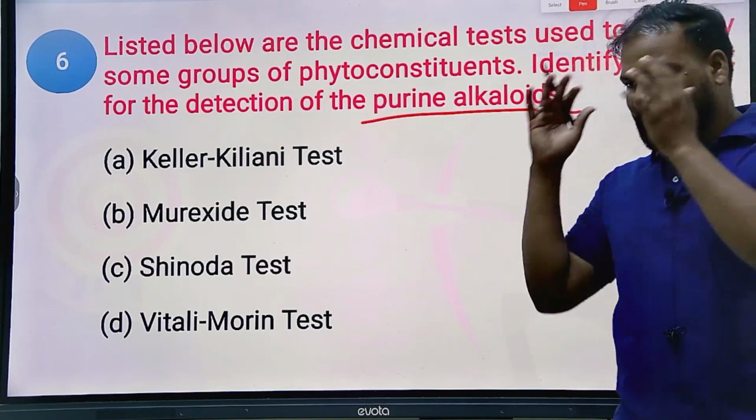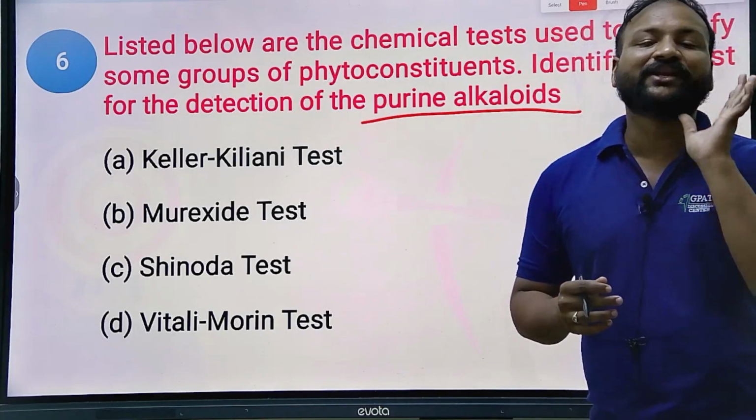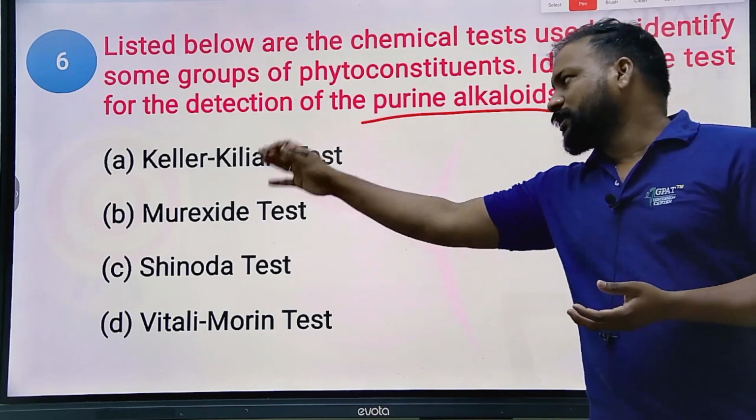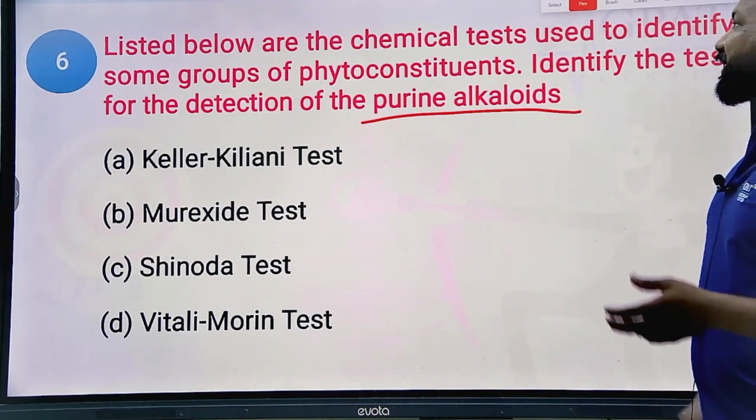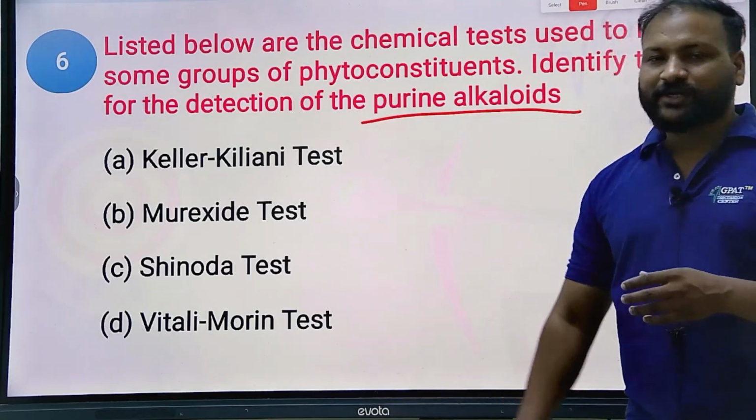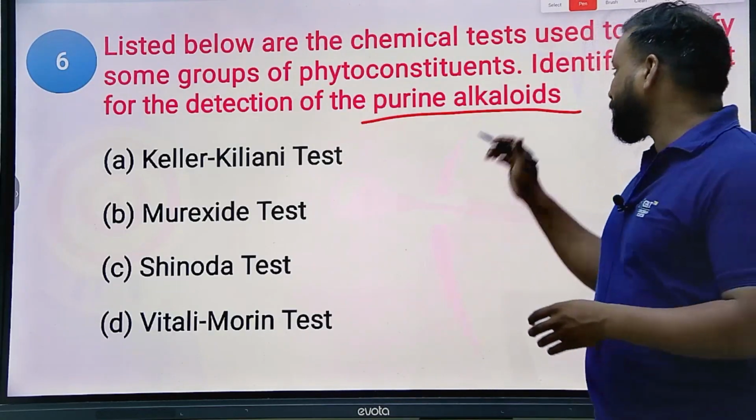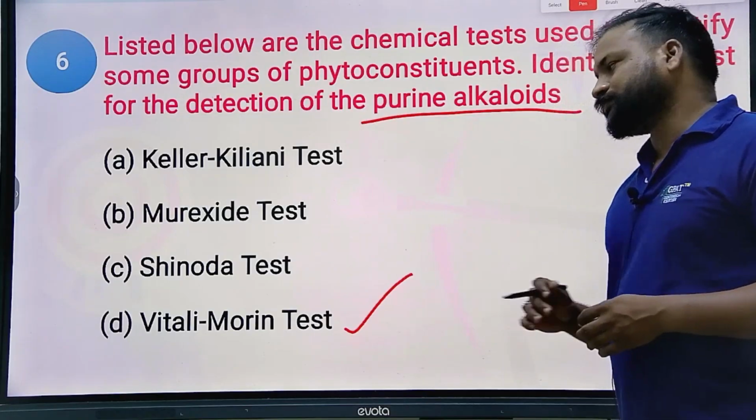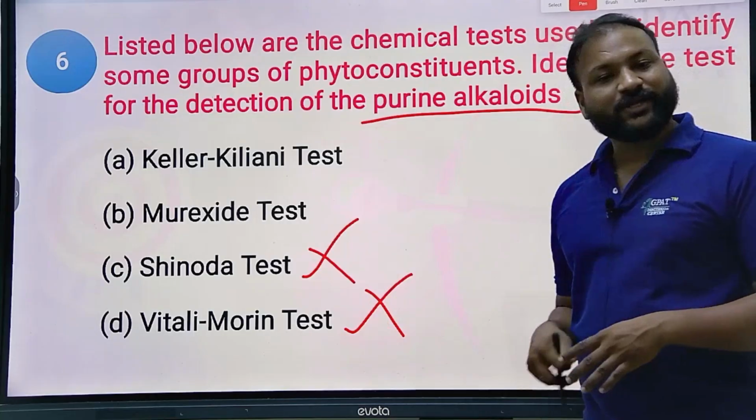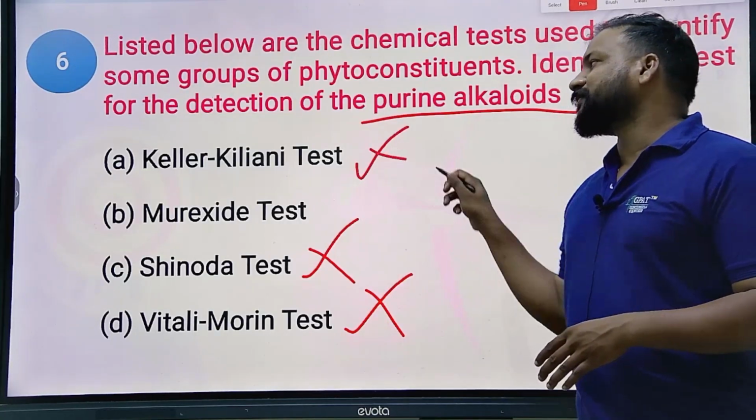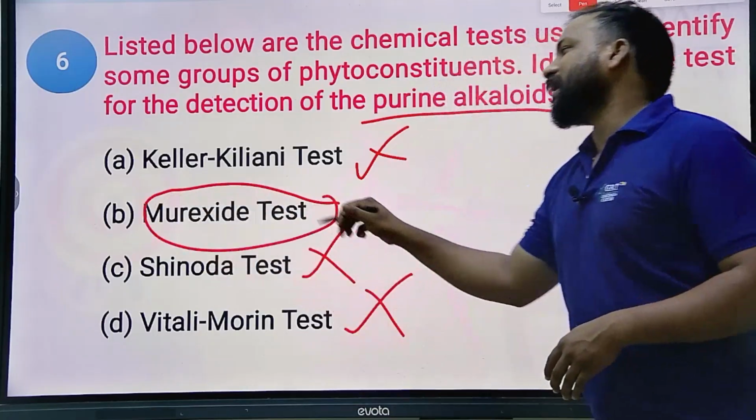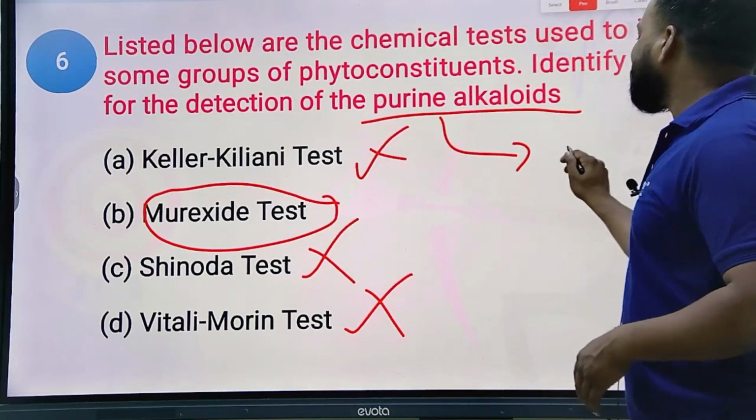In such questions, simply apply one thing: the elimination method. You know some options directly are not related to the question, so such options can be eliminated. The Vitali-Morin test is for tropane alkaloids, so you can eliminate this option. The Shinoda test is for flavonoids, so eliminate this option. The Keller-Kiliani test is for cardiac glycosides. Am I right? So undoubtedly the answer is the Murexide test.